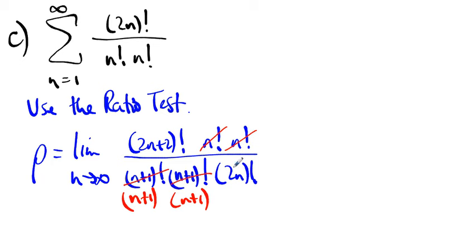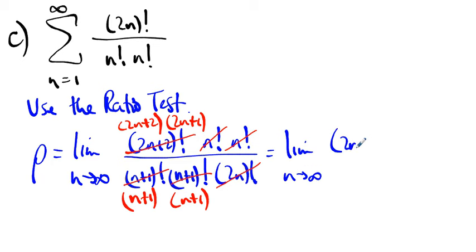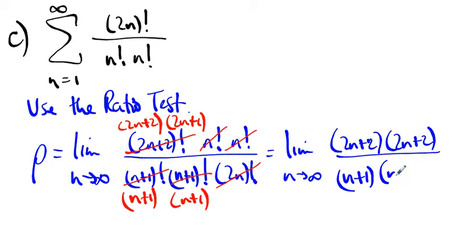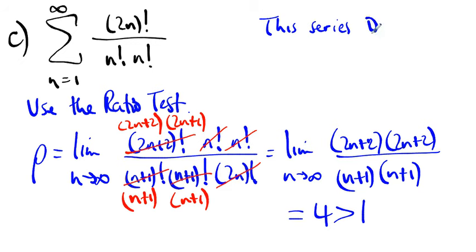What happens here? Well, this is 2n factorial. This is 2n plus 2 times 2n plus 1 times 2n times all the way down. So this leaves us thusly. So this is the limit as n approaches infinity of 4n squared blah blah blah over n squared blah blah blah, and that's 4, which is bigger than 1. This series diverges.